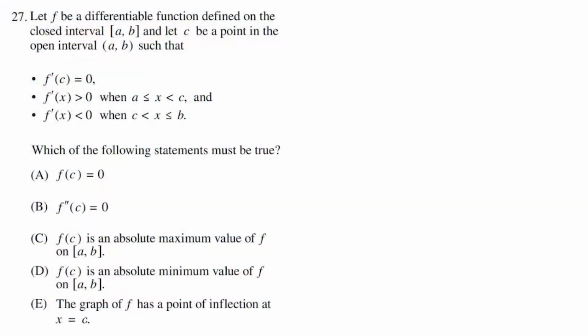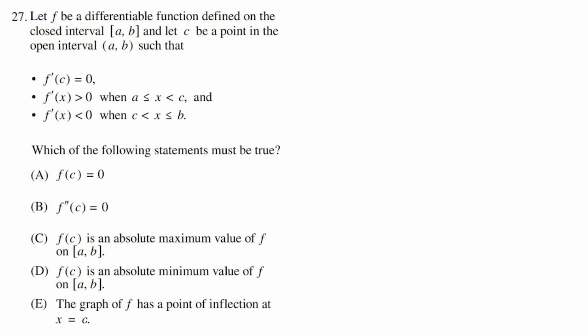27 says, let f be a differentiable function defined on the closed interval from a to b, and let c be a point on the open interval a to b such that, and then we have three conditions. The first condition says that the derivative of f at x equals c is 0, meaning you have a horizontal line that's tangent to the graph of f at x equals c.